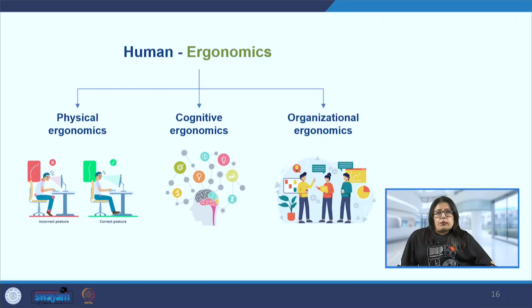Welcome to today's lecture. Today we'll be looking at a component of human computer interaction, which is physical ergonomics. The topic of ergonomics has three broad branches, we can say. First being physical ergonomics, second cognitive ergonomics, and third organizational ergonomics.